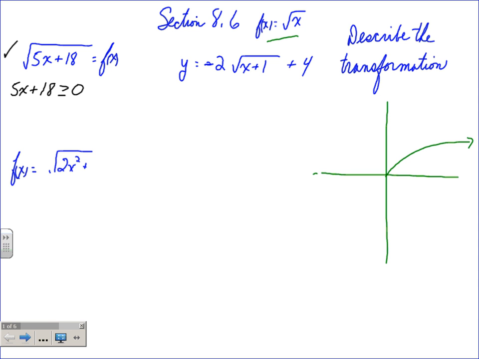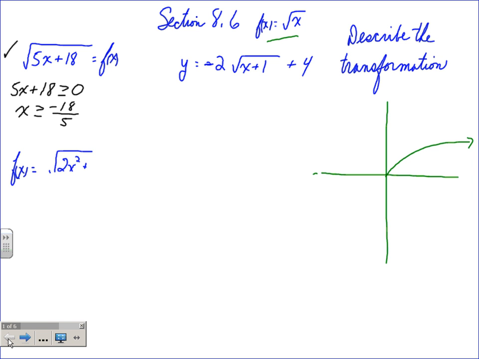And that's an easy one to solve. We subtract 18 from each side. Divide by 5. So as long as my x values are greater than or equal to negative 18 over 5, we're good. Does that make sense? If x were less than negative 18 over 5, we would have a negative value underneath the square root sign, and we can't use that when we're talking about functions.